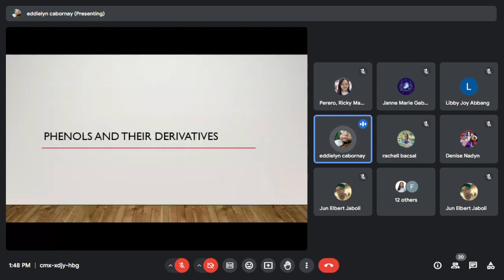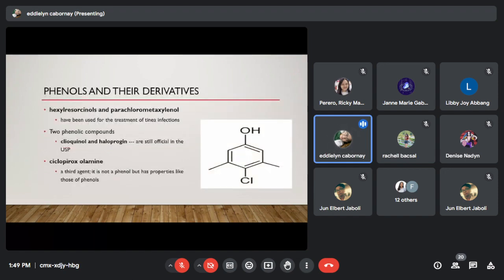Okay, so next classification, we have the phenols and their derivatives. All of these agents appear to interfere with the cell membrane integrity and function in susceptible fungi. We have the hexylresorcinols and parachloromethoxylenol. These have been used for the treatment of tinea infections. There are two phenolic compounds, clioquinol and haloprogen. They are used officially in the treatment of antifungal infections. And cyclopiroxolamine is the third agent. It is not a phenol, but it has properties like those of phenol. So let's discuss first the haloprogen.